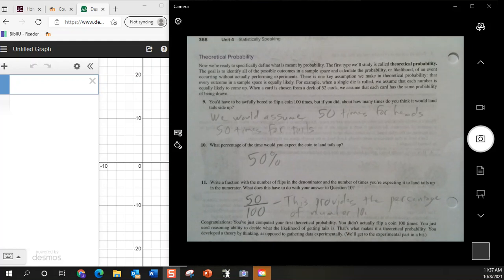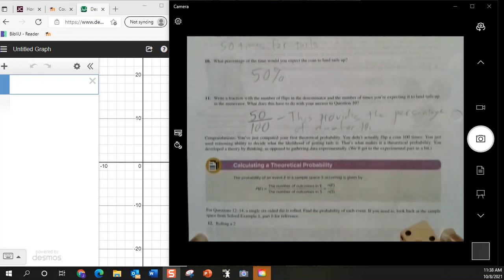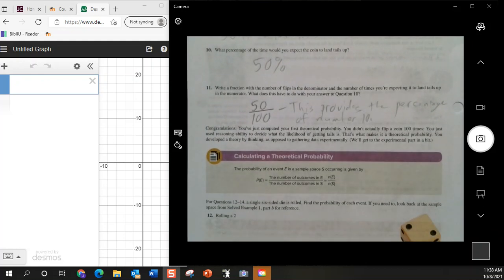Okay, next. It says, congratulations. You've just computed your first theoretical probability. You didn't actually flip a coin 100 times. You just used reasoning ability to decide what the likelihood of getting tails is. That's what makes it a theoretical probability. You develop a theory by thinking, as opposed to gathering data experimentally. We'll get to the experimental part in a bit.